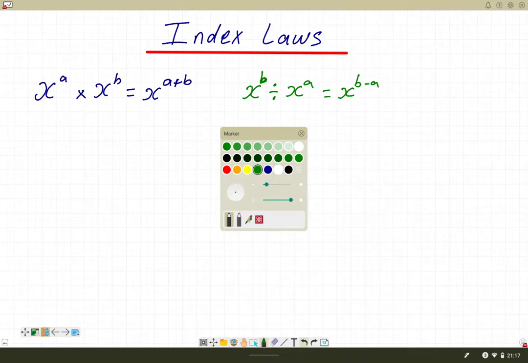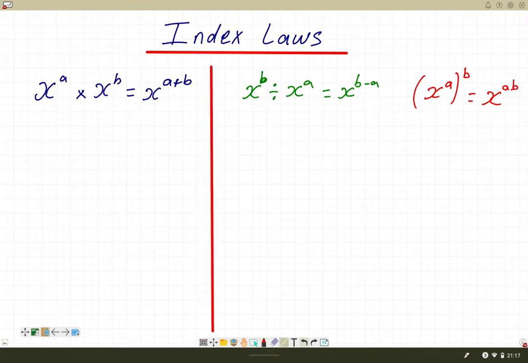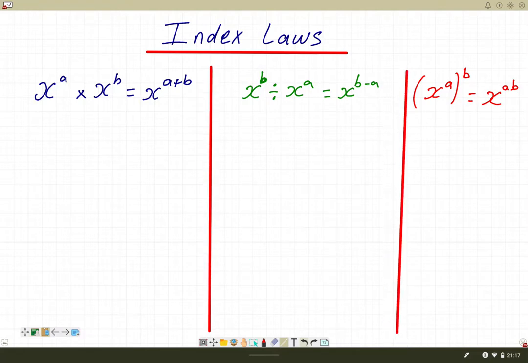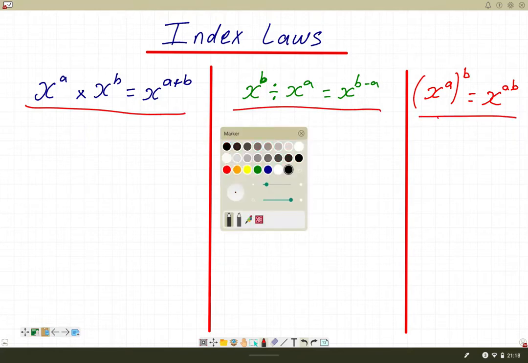Okay, and finally, if you've got a bracket, so let's say you've got x to the power of something to the power of something else, what you do is you multiply the powers. Okay, so I'm going to show you examples on how to do each of these. So these are the three index laws that you need to remember. Okay, so the first one, let's see in action.